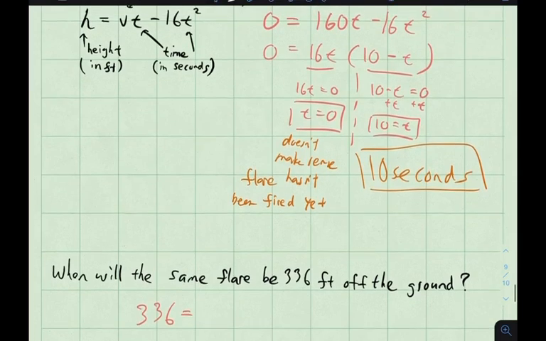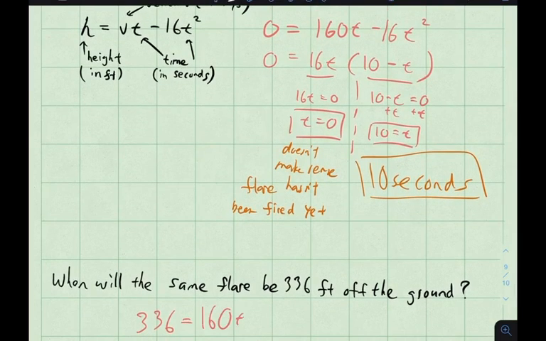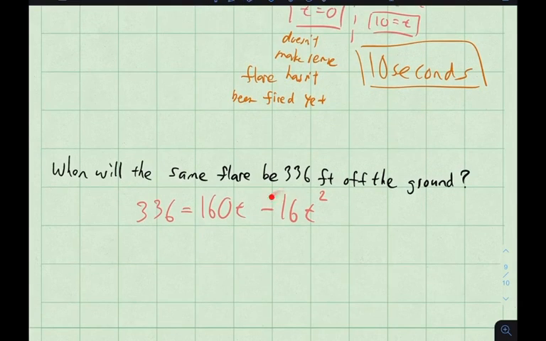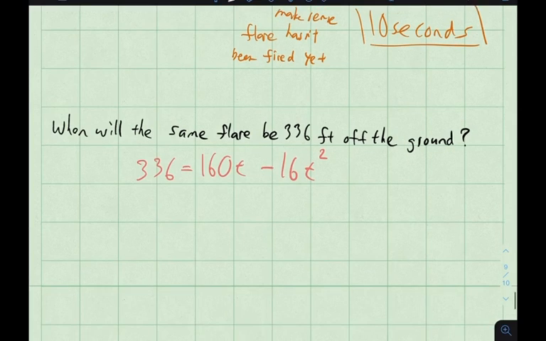336 equals, same equation, 160t minus 16t squared. Oops, 16t squared like that. If you're curious, this part is like 16 feet per second squared. That's your gravity, which you'll study in physics, which is why I chose this problem, because for those thinking about taking physics, this is what it's going to be like. So we've got to factor. How do we want to do that? Let's do negative 16t squared plus 160t minus 336 equals 0.